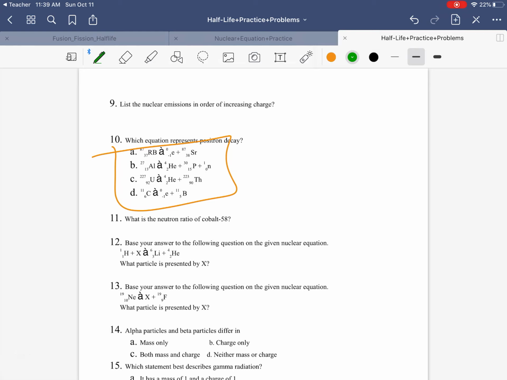Number 9, list the nuclear emissions in order of increasing charge. So increasing charge means it's going to be smallest to greatest. So it's going to be beta, gamma, so hold on, this is beta. So beta is -1, positron is +1, and then alpha is going to be 2.